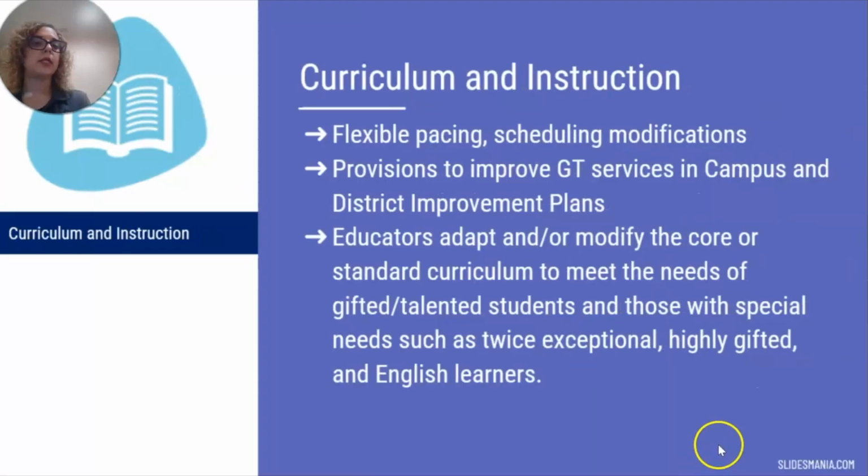We continue with flexible pacing, scheduling, and modifications, and provisions to improve GT services in campus and district improvement plans. Educators adapt and/or modify the core or standard curriculum to meet the needs of gifted and talented students and those with special needs, such as twice exceptional, highly gifted, and English learners. And what do we mean by twice exceptional? Our twice exceptional students are part of the special education program but are also part of the gifted and talented program. We do have a percentage of students in our district that fall under this area.